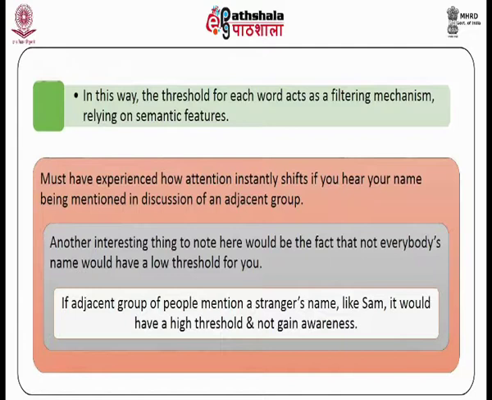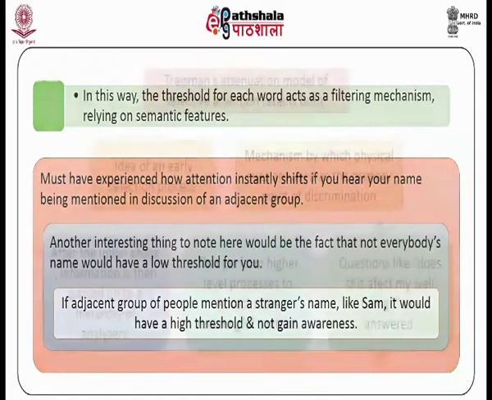You must have experienced how your attention instantly shifts if you hear your name being mentioned in the discussion of an adjacent group of people. This is the mechanism behind it. Another interesting thing to note here would be the fact that not everybody's name would have a low threshold for you. If the adjacent group of people mention a stranger's name like Sam, it would have a high threshold and not gain your awareness. Interesting, right?